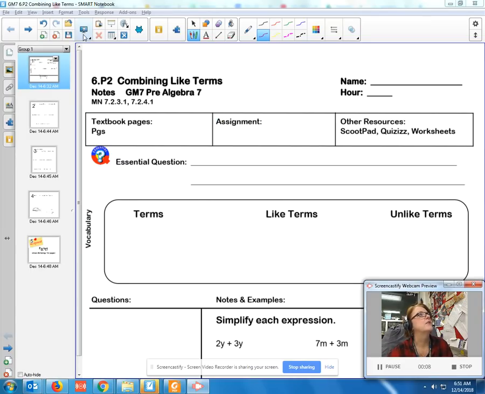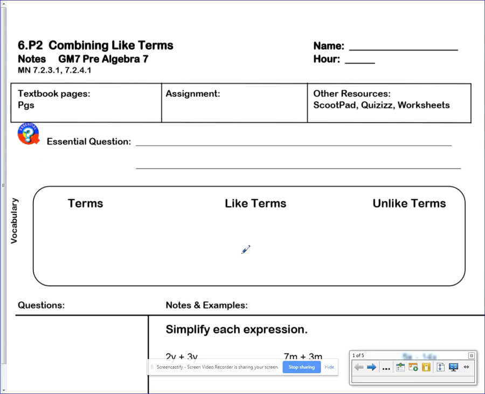And today, what we're going to do is talk about combining like terms. This is the next section in this Mod 6 preview. Make sure you have your notes, and let's go from here. This again isn't in your textbook, this is going to be in your packet. If you want to put that down, we'll talk about the assignment in a minute.